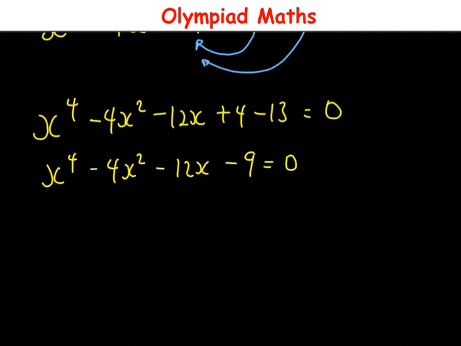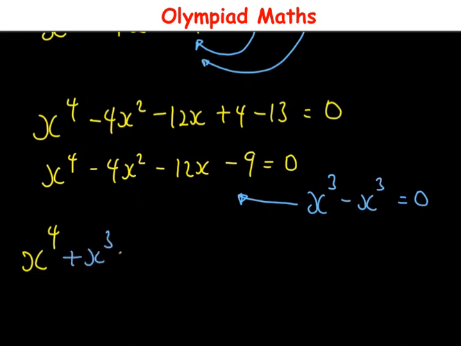At this junction, we are going to apply a trick. We'll bring in x raised to power 3 minus x raised to power 3. This will give us 0, but when we insert it into this equation, it will not change the equation because the value equals 0. So what we then have is x raised to power 4 plus x raised to power 3 minus x raised to power 3, then minus 4x squared, then minus 12x minus 9, equals 0.